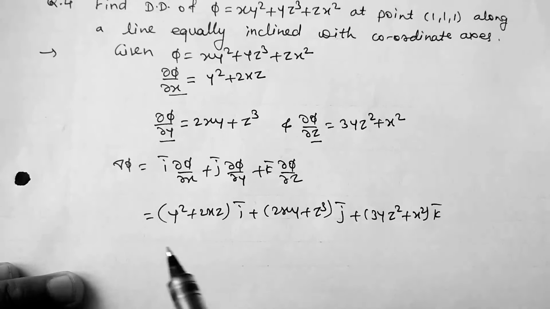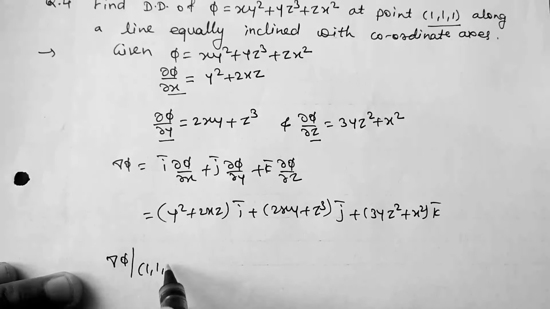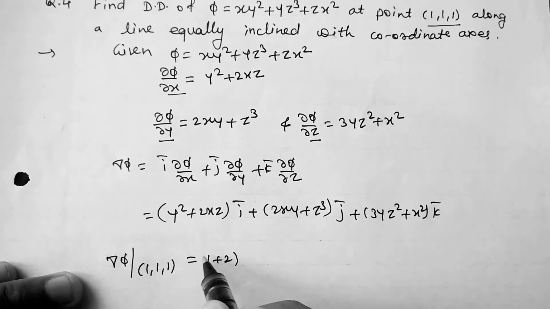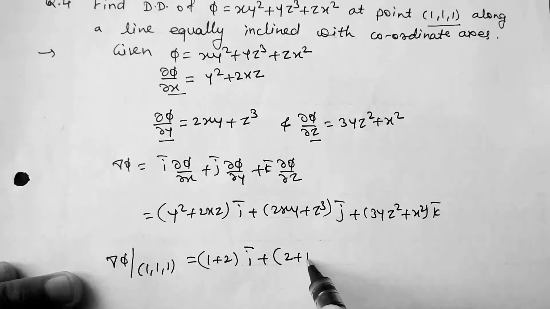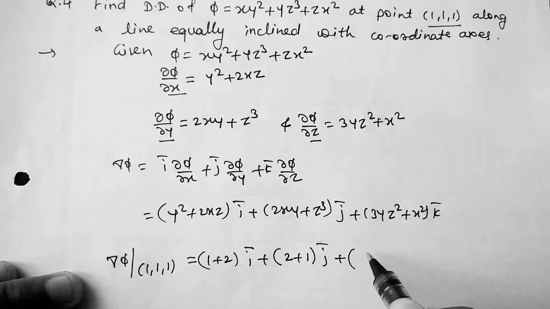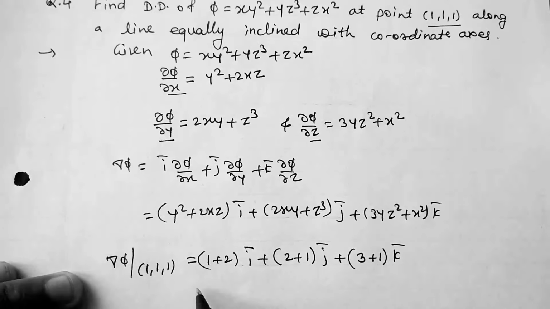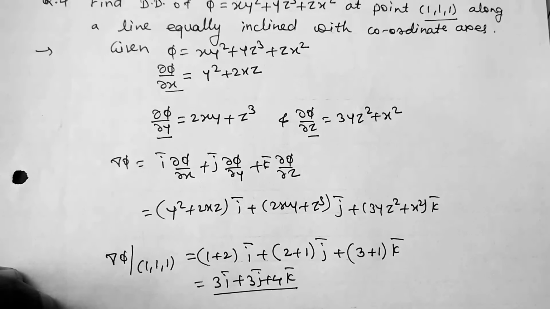Now we have to evaluate the directional derivative at point 1, 1, 1. So del phi at point 1, 1, 1 is equal to, put x is 1, y is 1 and z is 1. So you will get 1 plus 2 into 1 into 1, that is 2 i bar, 2 into 1 into 1, that is 2 plus value of z cube is 1 into j bar plus 3 into value of y is 1, value of z square is 1 also. So 3 plus value of x square is 1 into k bar, that is 3i bar plus 3j bar plus 4k bar. That is the value of del phi.